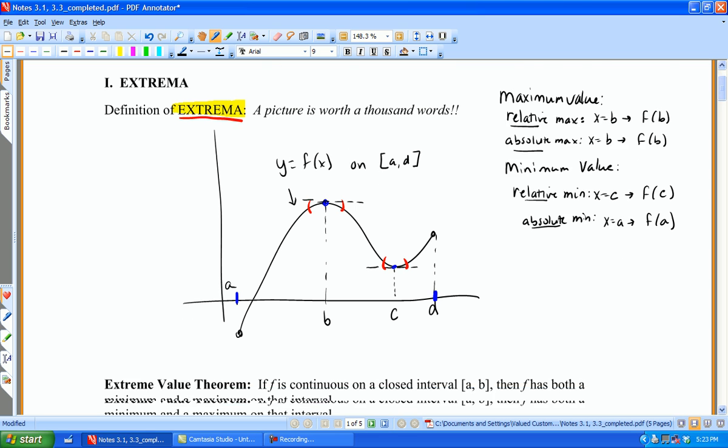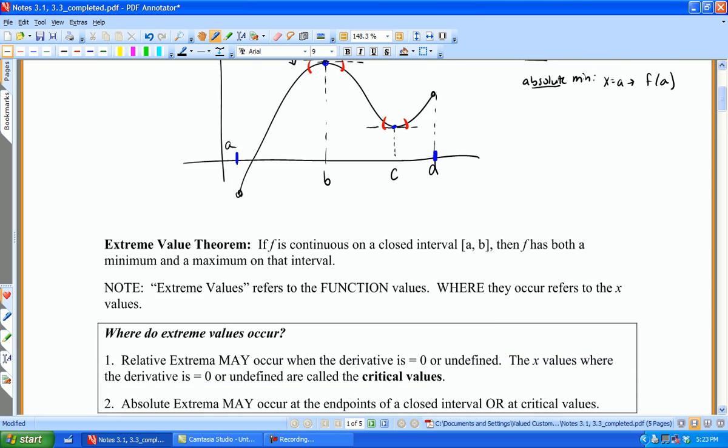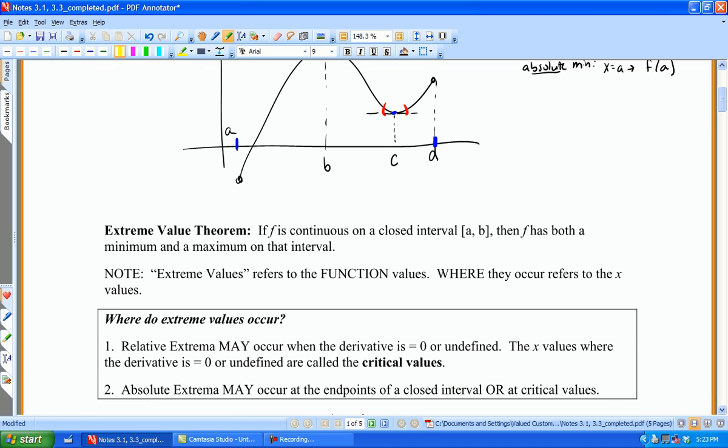Okay, based on that picture, we're ready now to actually look at more of a definition. So a couple things. First, there's something called the extreme value theorem. This theorem guarantees that as long as f is continuous on an interval, then f will have to have both a minimum and a maximum on that interval. There's no way to draw something that is continuous and not have it have a maximum and a minimum.